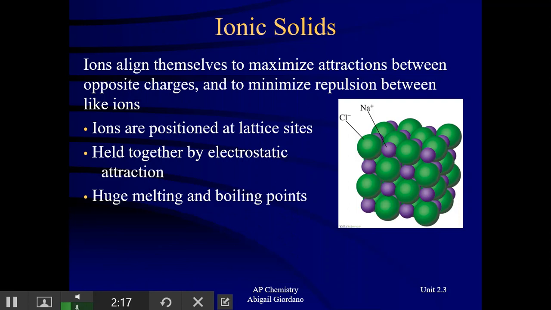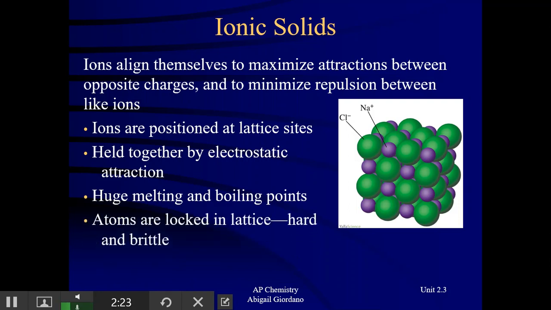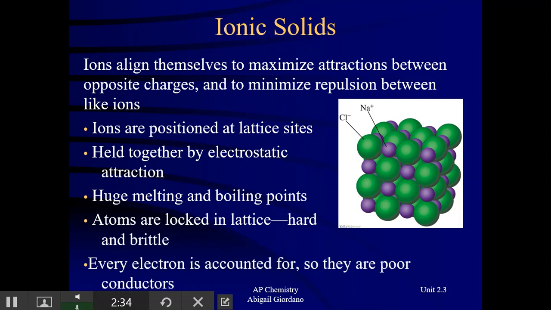Ionic solids have very, very high melting and boiling points, because they are held so tightly together. Those ions are held in these very hard, very brittle lattice structures, which also makes them very poor conductors.